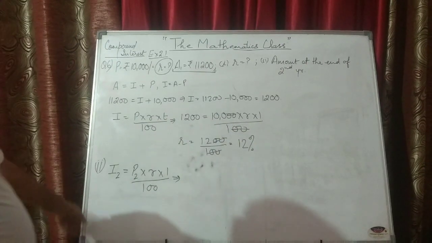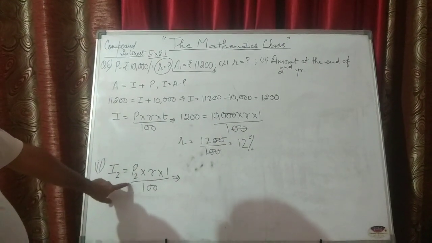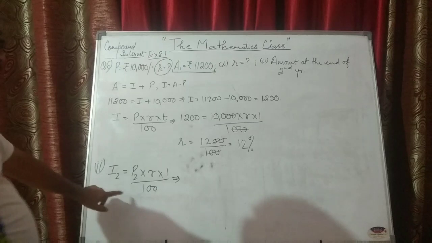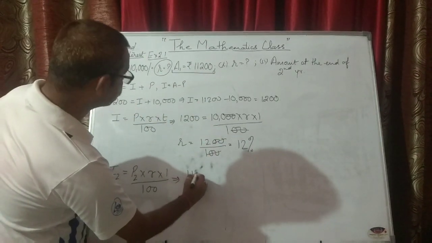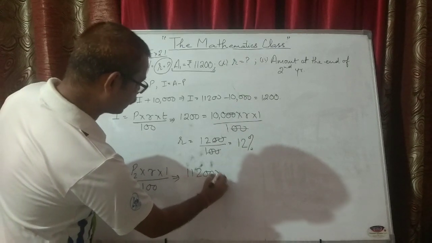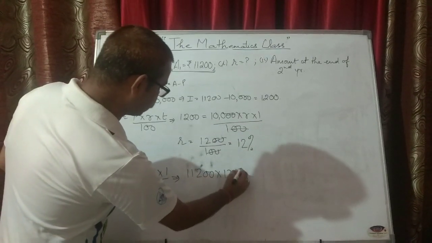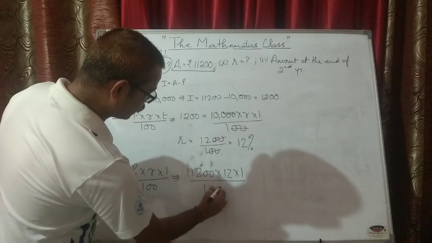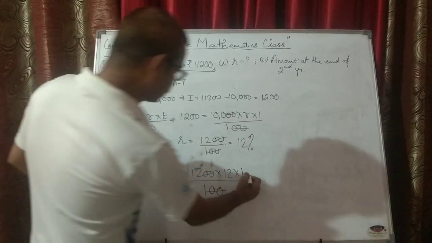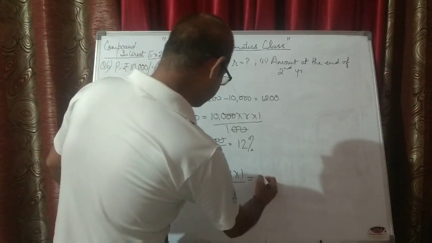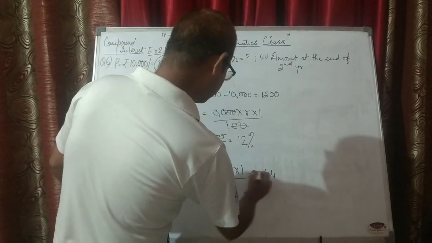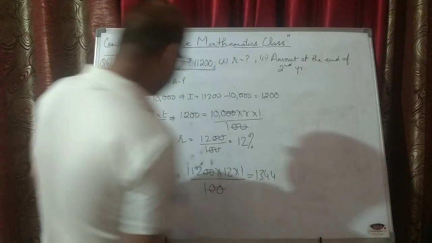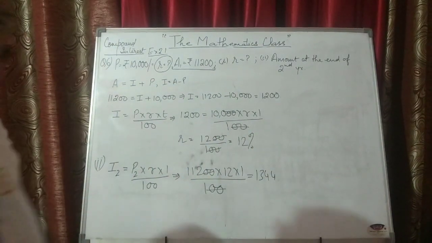Now the principal at the end of the first year will become 11,200, rate is 12%, time is 1 year, upon 100. The zeros cancel. 12 twos are 24, 12 × 12 is 144, 1344. It became 1344, that was the interest.